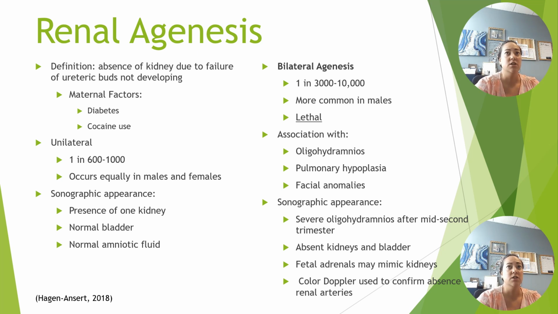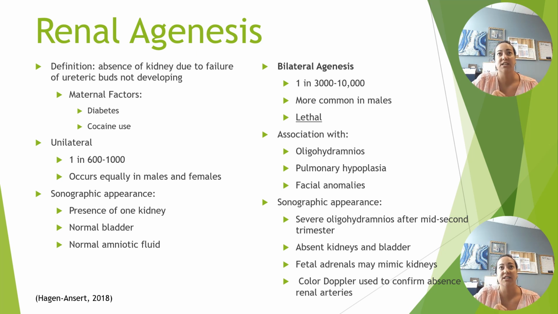So unilateral occurs more commonly than bilateral. Again, this is more common in males for bilateral, but equally common in males and females for unilateral. So on ultrasound, if you had a unilateral appearance, you would see normal bladder, normal amniotic fluid, but only the presence of 1 kidney. So if you don't see the kidney in that flank area, make sure to go look in the pelvis, but usually you would just see the 1 kidney.